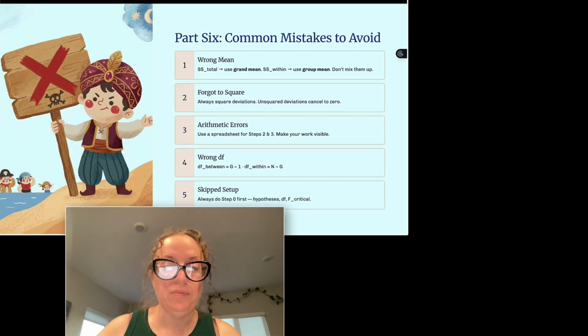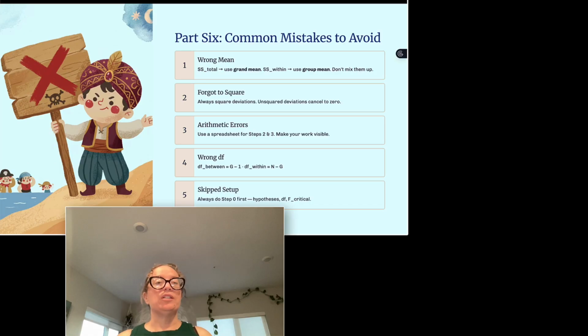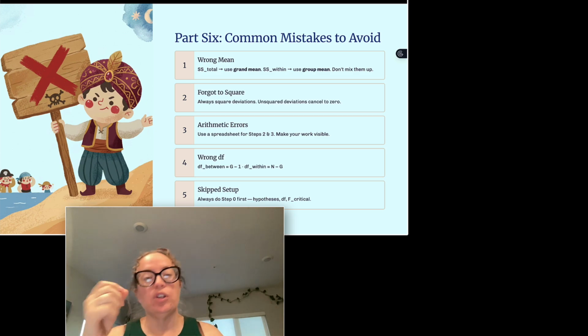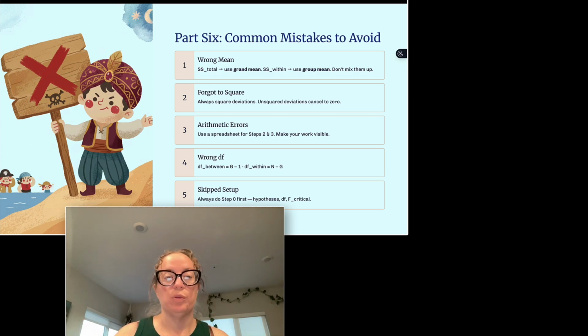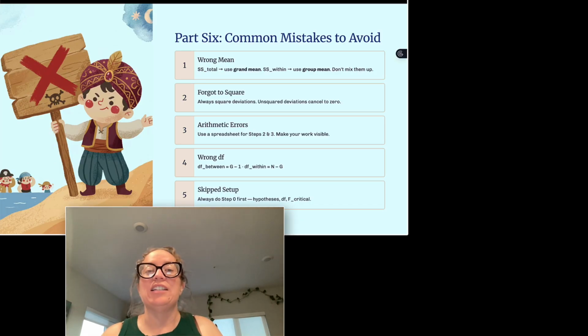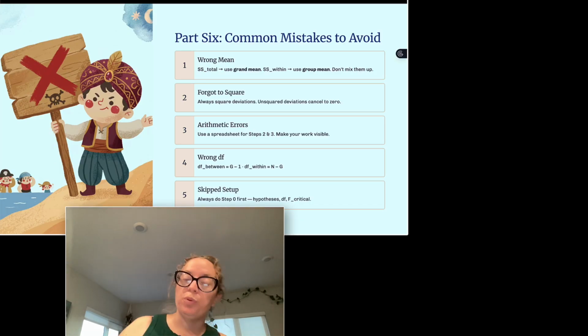Okay, so let's talk about some mistakes. Before we finish, let me point out the errors that I see most often when students do ANOVA calculations. Mistake number one is confusing the grand mean with the group means. When you calculate SS total in step 2, you subtract the grand mean from each score, not the group mean. When you calculate SS within in step 3, you subtract the group mean from each score, not the grand mean, okay? The group mean.